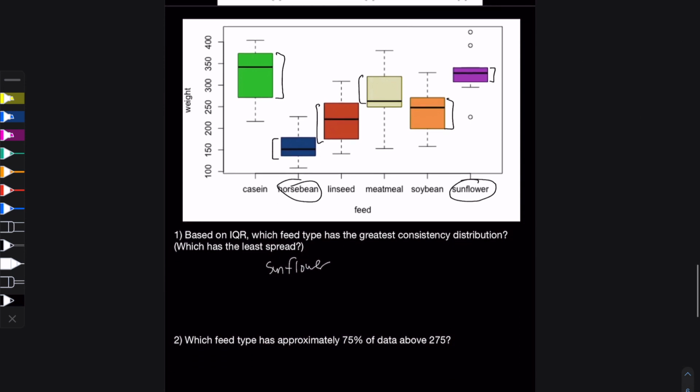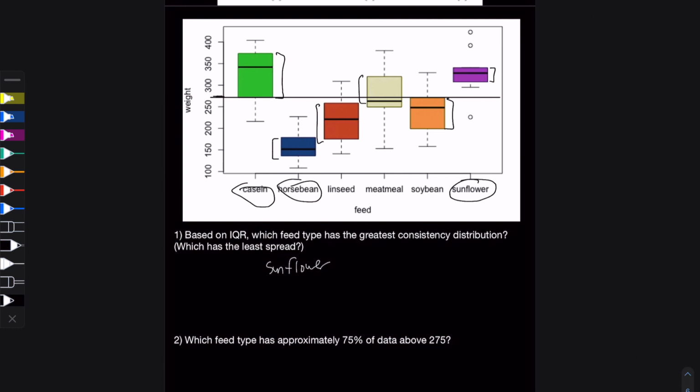So number 2, which feed type has approximately 75% of its data above 275? So where would 275 be on this graph? Right around here. And let's just draw a line across that. And if you see where I just drew that line, it would be right at the bottom of Kaysen. And it would be right at the bottom of the box of Kaysen.